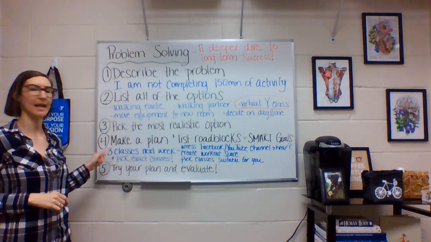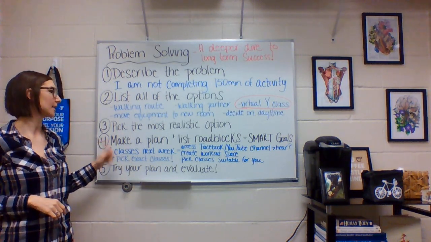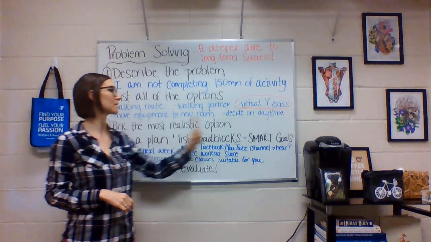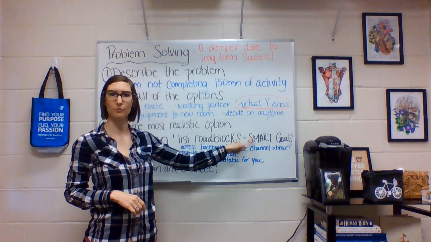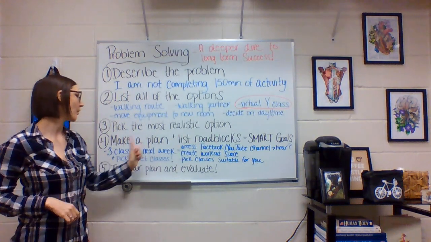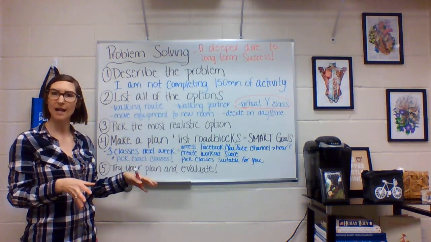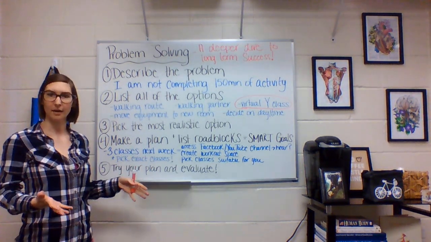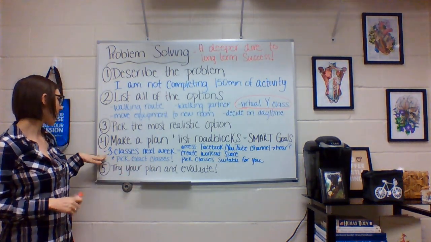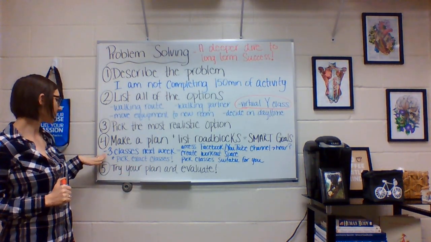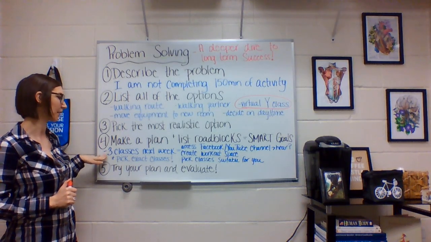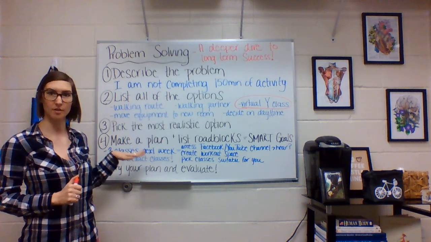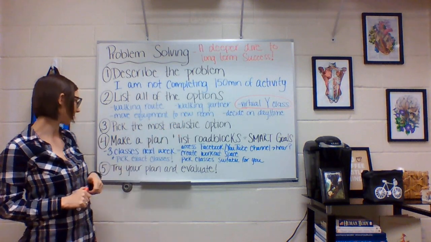Step 4, make a plan and list the roadblocks. So this is where our SMART goals come into play. We'll get to that in a second. But before we even get to setting our goal, you want to really think through everything that could happen first. So my specific goal is I'm going to take 3 classes next week. So 3 virtual Y classes.